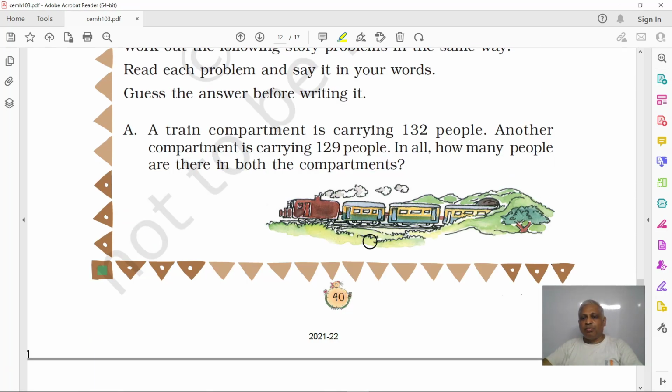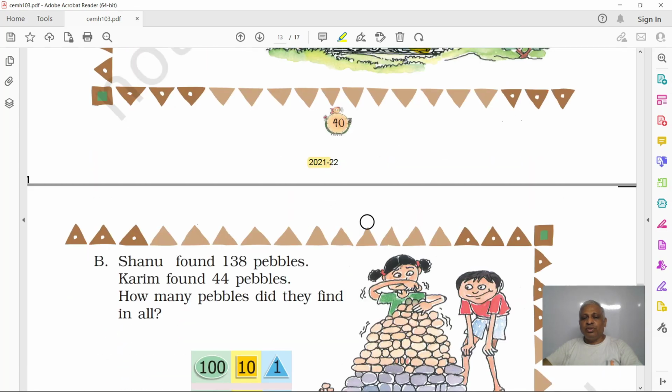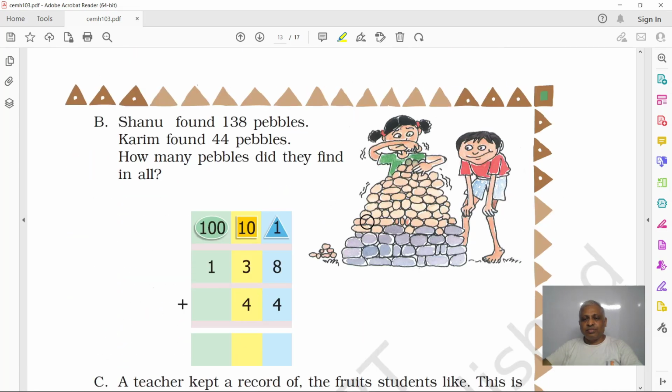So this is a train. It has compartments. This is one compartment or bogie we call. This has 132 people, and another one has got 129. In all, how many people are there in both the compartments? So this is compartment 1, this is compartment 2. You can add these two numbers 132 plus 129 to get the total number of people there. It's easy, right?